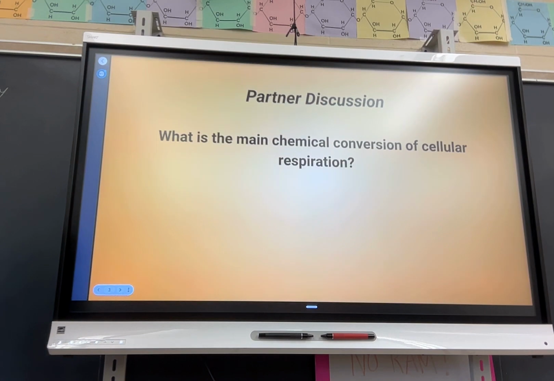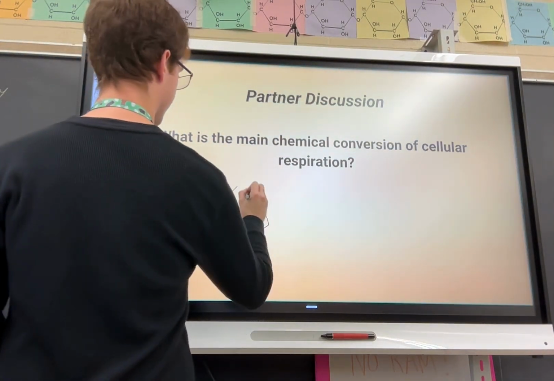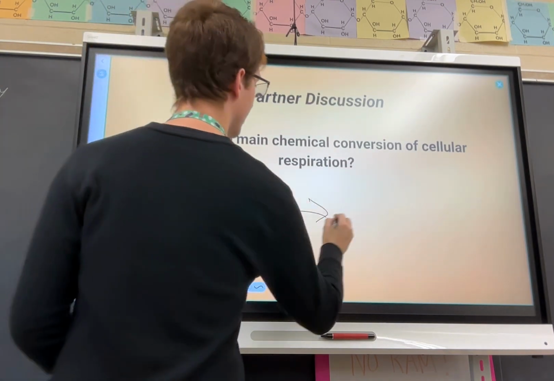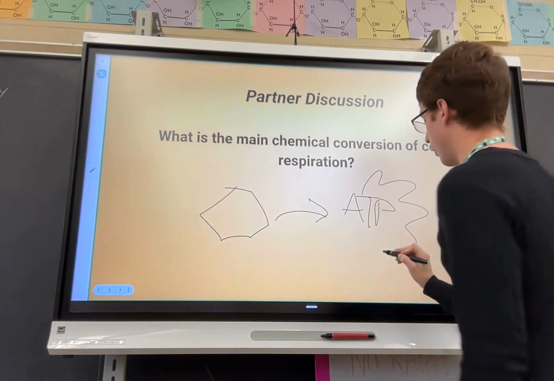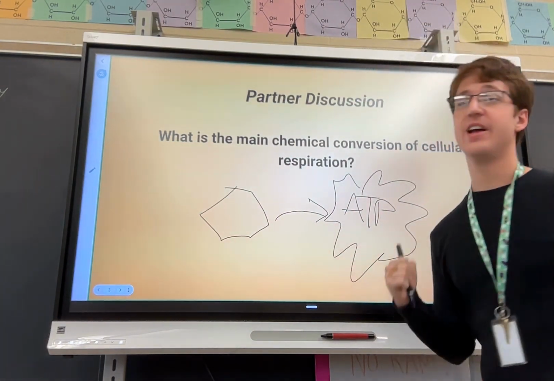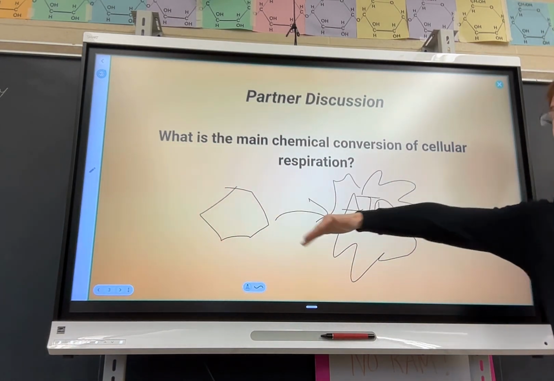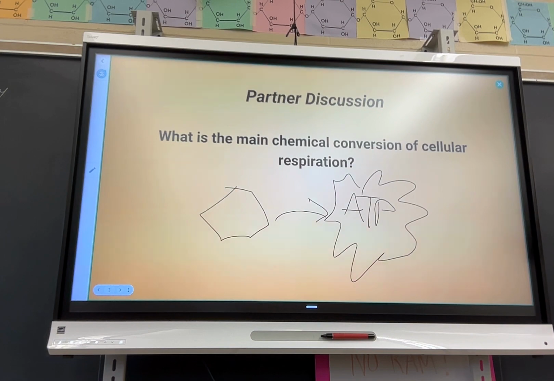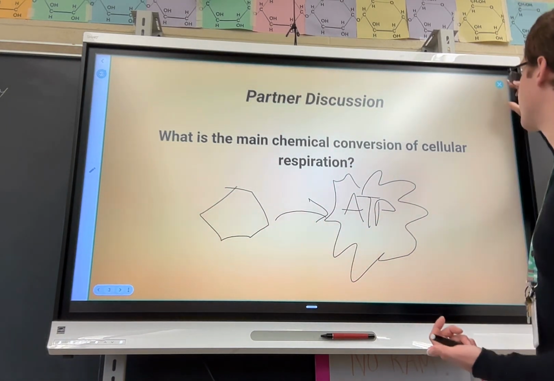I said, glucose to ATP. We are converting glucose to ATP. We are making a whole lot of cellular energy. We're going to be making a whole lot of it, because we can't use the glucose in our cells, we have to convert it into a form that we can use. So in this case, that is going to be our ATP.